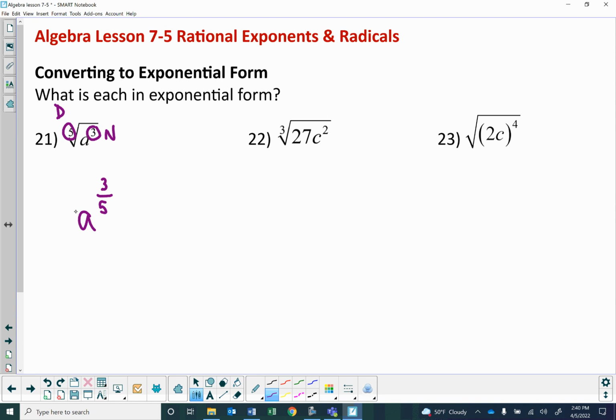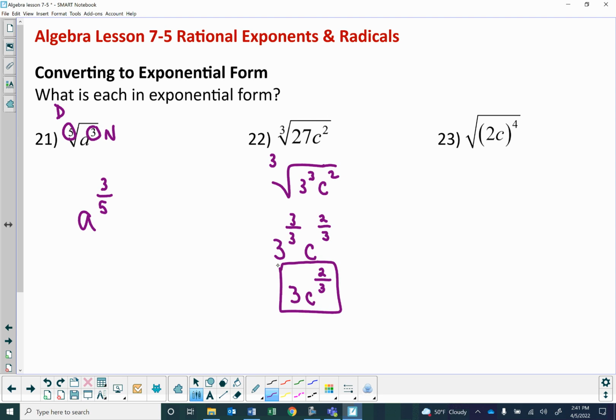Okay, the cube root of 27c squared, that's the same thing as saying the cube root of 3 cubed c squared, because 3 times 3 times 3 is 27. So I have 3 to the 3/3, c to the 2/3. Well, 3 to the 3/3 is 3 to the 1st, which is 3. So this becomes 3c to the 2/3 power. Now, there are other ways to do this, but this is just one way. And you're probably going to encounter a couple of other ways before you're done with your mathematical career. Whatever way makes more sense to you is probably the way that I would do.